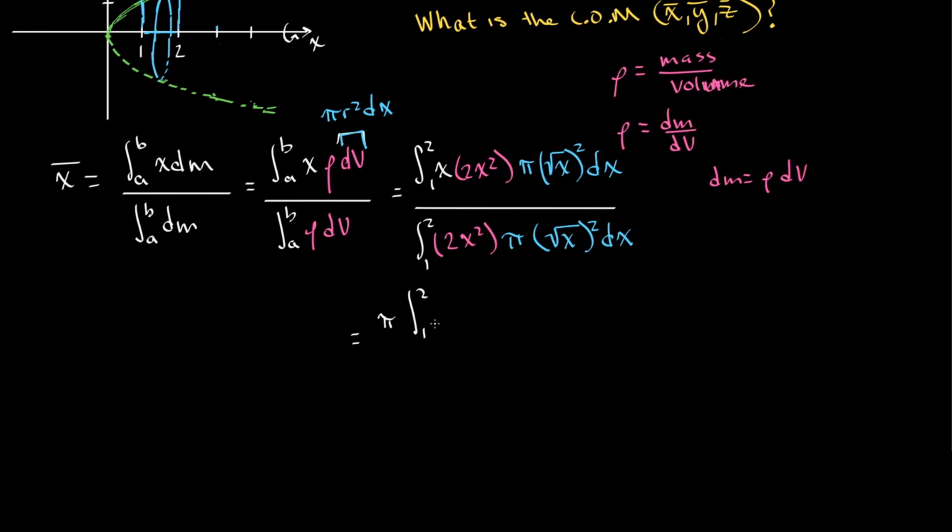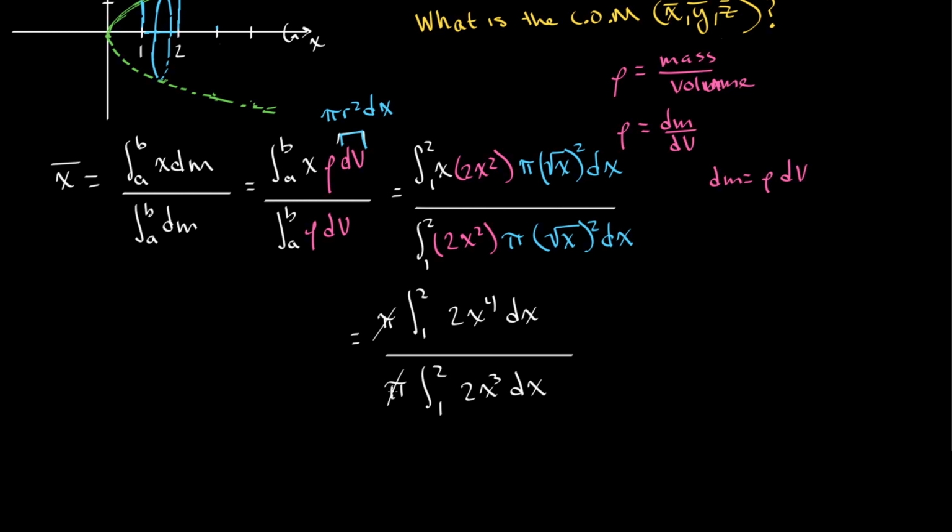So you have pi times the definite integral from 1 to 2. And then it looks like if we were to simplify this, this would just be x here times x, so that's x squared times 2x squared. So that's 2x to the 4th dx. And then we're going to divide by the definite integral, and we factored another pi out. So we had pi times the definite integral from 1 to 2, and we're just going to have one less degree here on our x value. So this is going to be 2x cubed dx.